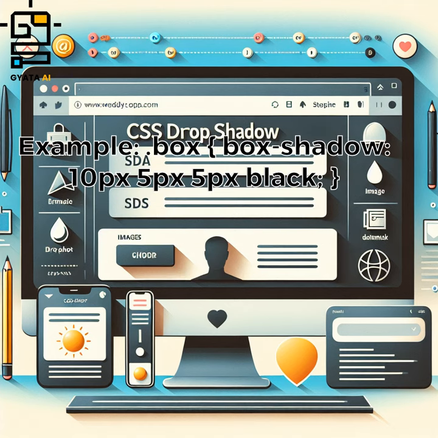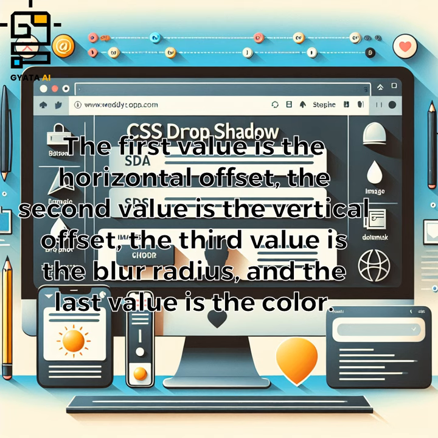Example, box-shadow 10px, black. The first value is the horizontal offset, the second value is the vertical offset, the third value is the blur radius, and the last value is the color.